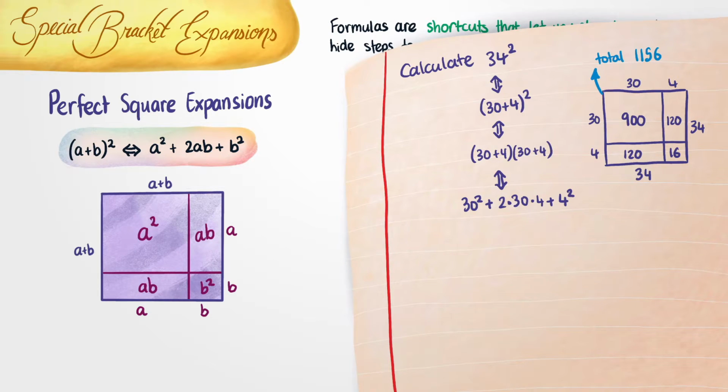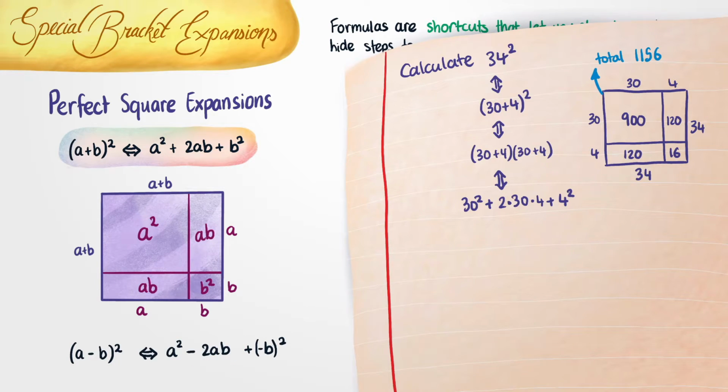Now, from this perfect square expansion, we can actually get another perfect square expansion. What would happen if this b over here was actually a negative number? So to show this, I'm going to replace every instance of b for a negative b. So this is going to become negative b, and this is also going to become negative b. Now in this case, we can say that plus minus b is the same thing as negative b. So this just becomes a minus b all squared. Of course, 2 times a times minus b is the same thing as minus 2ab. So we can just replace this for a minus and get rid of the minus inside this bracket.